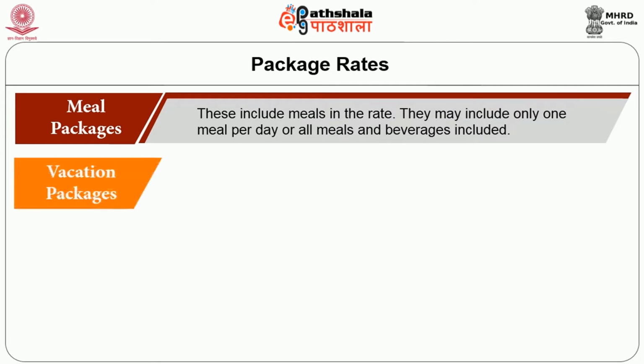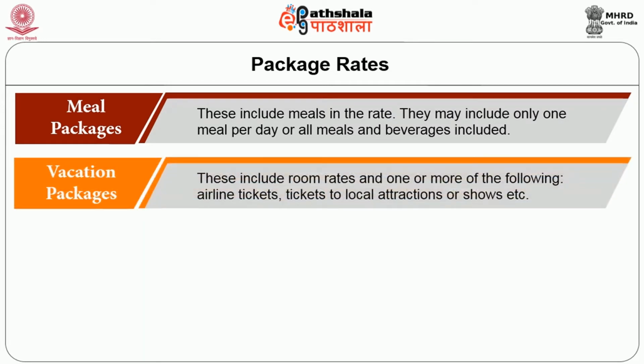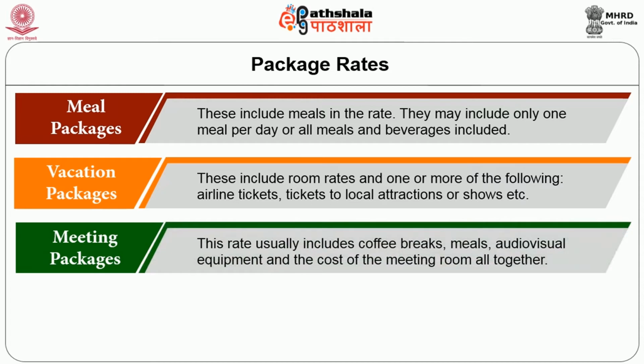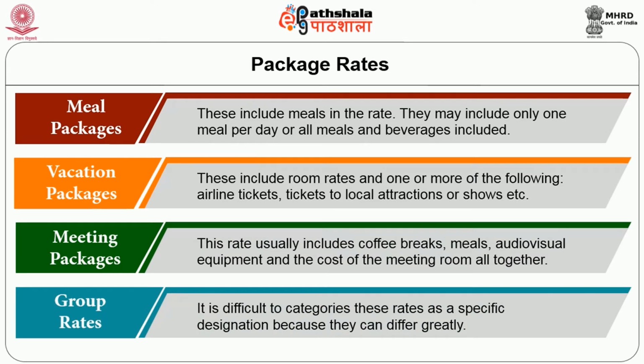Now the next one is the vacation packages. These include room rates and one or more of the following: air tickets, transportation, tickets to local attractions or tours, etc. are added along with these packages. Now the other rate is meeting packages. This rate usually includes coffee breaks, meals, audiovisual equipment, and the cost of the meeting rooms, all fixed together as the room tariff.